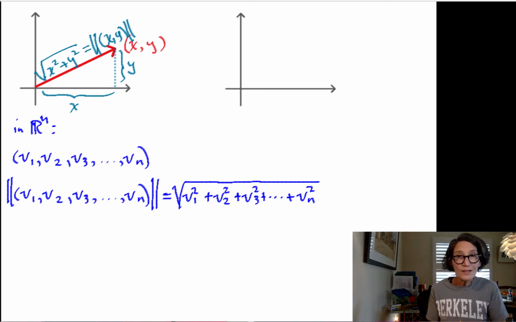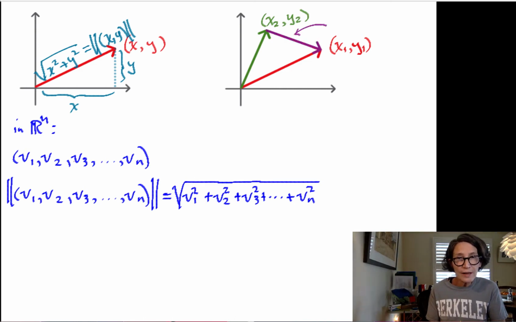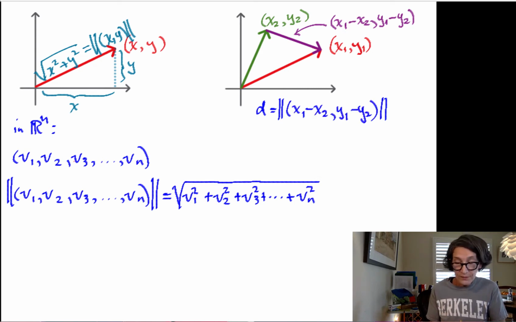Also, if we want to know the distance between two vectors in R2, let's say we have this vector x1, y1, and another vector x2, y2. To get the distance between them, we take the length of the first vector minus the second vector. We just take the length of the difference. And using the distance formula, it's the same thing. It's going to be the norm of that vector, which always turns out to be the square root of x1 minus x2 squared plus y1 minus y2 squared. It's the same as the distance formula or the Pythagorean theorem.